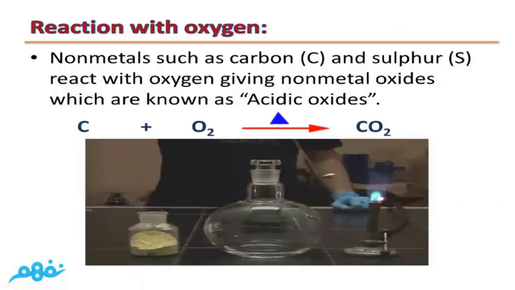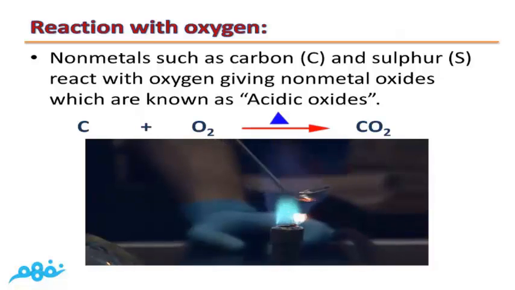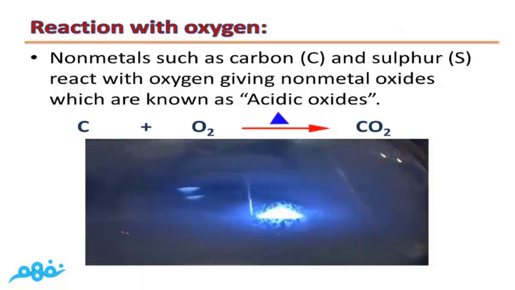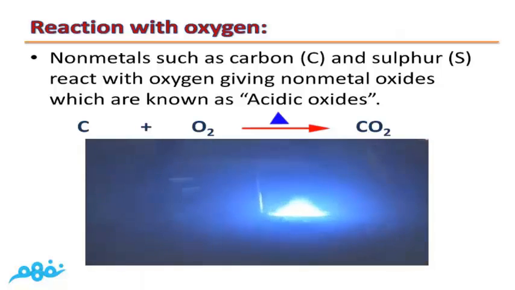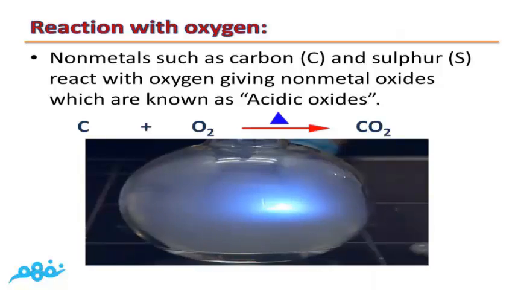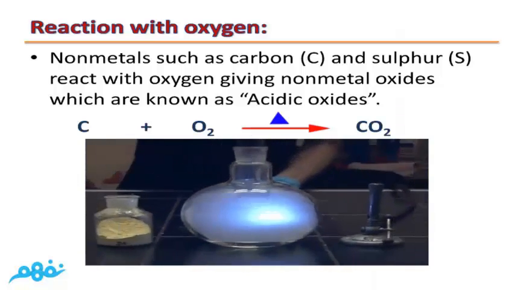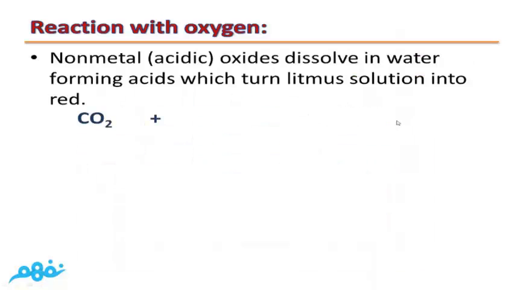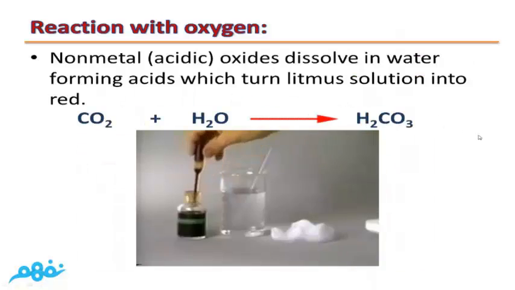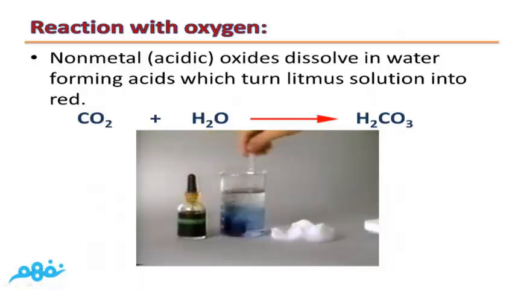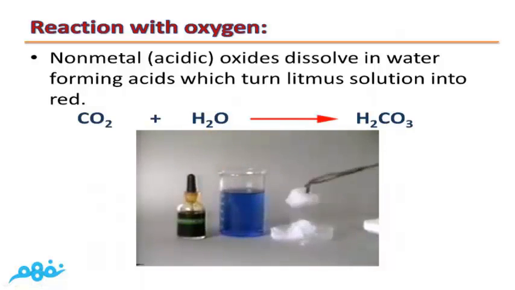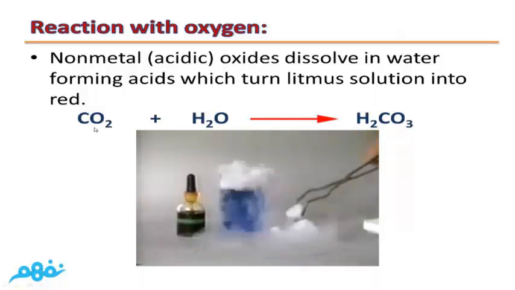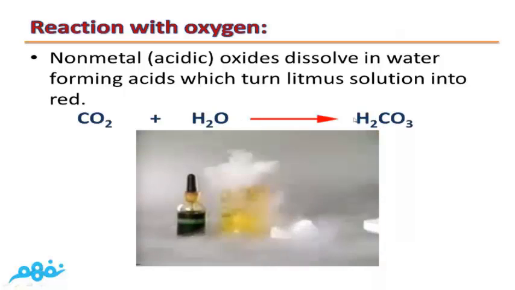Also, if we do the same with sulfur, by heating sulfur strongly and putting it in a container that contains oxygen, sulfur dioxide is formed, which is a non-metal oxide or an acidic oxide. Non-metal oxides dissolve in water forming acids, which turn litmus solution into red.